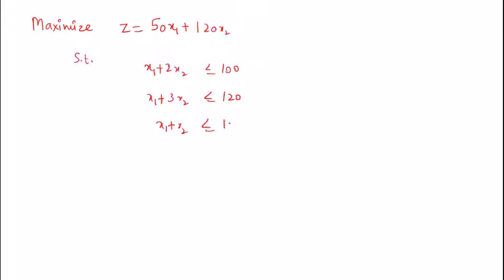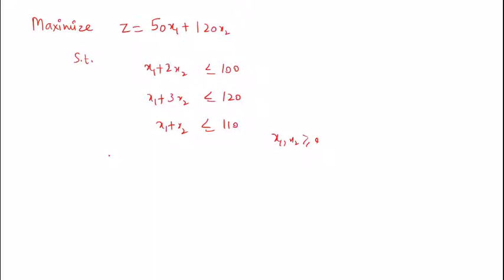Maximize 50x1 plus 120x2 subject to x1 plus 2x2 less than or equal to 100, x1 plus 3x2 less than or equal to 120, and x1 plus x2 less than or equal to 110, and both of these variables are non-negative. So that's a very simple two variable problem we are given.